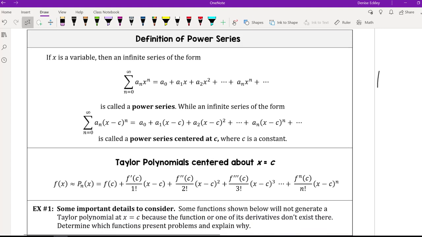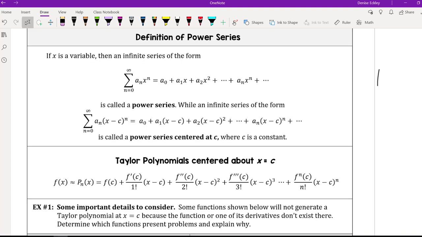If you have x as a variable, then we have an infinite series of this form, with a leading coefficient a sub n, x to the n, that can be written out as the general form of a polynomial. This is called a power series. And an infinite series of the form, the summation from n equals 0 to infinity of a sub n times x minus c to the n, is a power series centered at some point other than 0. So the first was a power series centered at 0, and the second is a power series centered at c, and of course c is a constant.